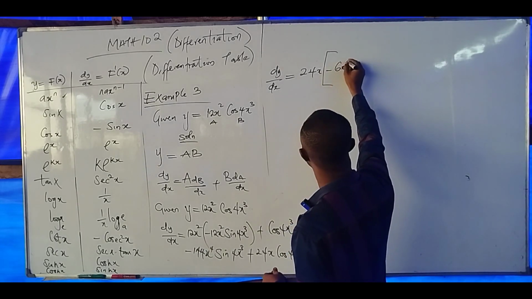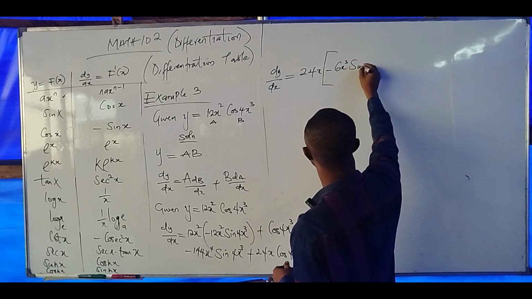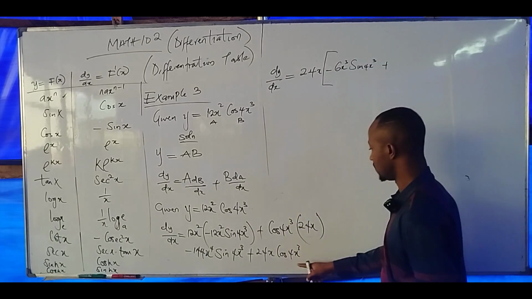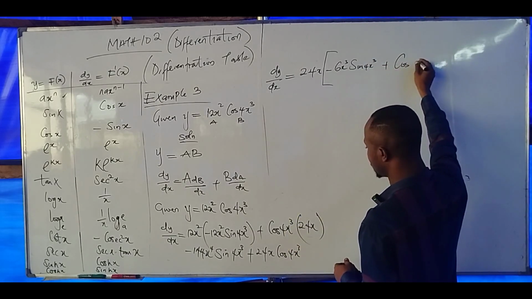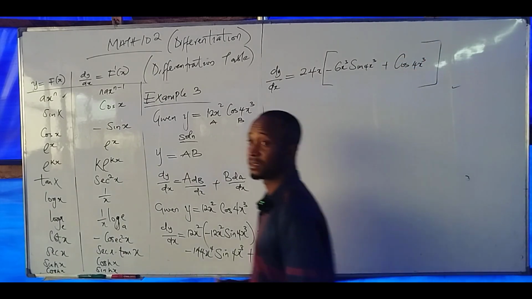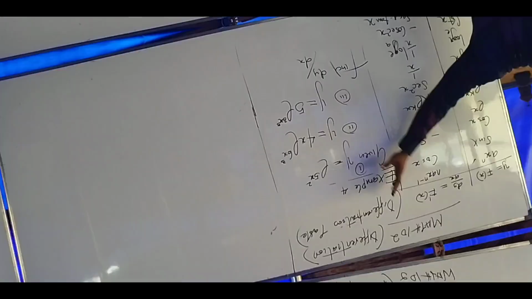6x sine what? 4x cube plus what? Cos what? 4x cube. Final answer.